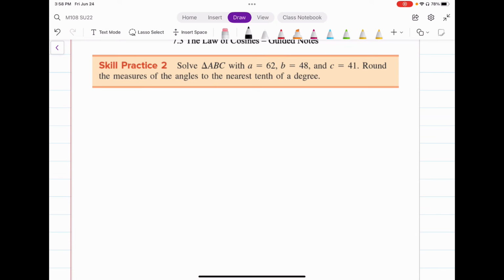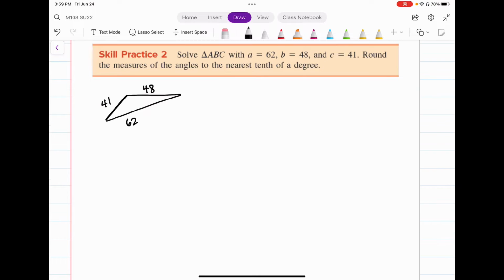Skill practice 2, we are given 3 side lengths. I'm going to draw this triangle, not to scale. The longest side is 62. The shortest side is 41, the middle side is 48. That means opposite side 62 is angle A, opposite side 48 is angle B, and opposite side 41 is angle C, based on the labeling they've given us for A, B, and C.